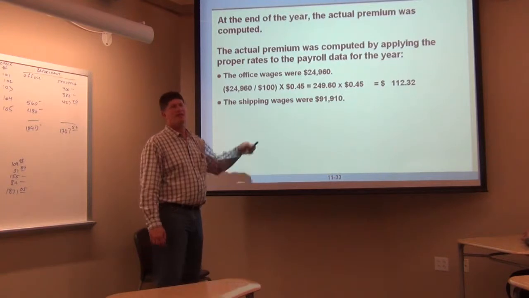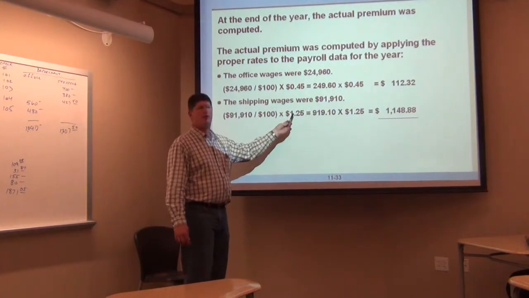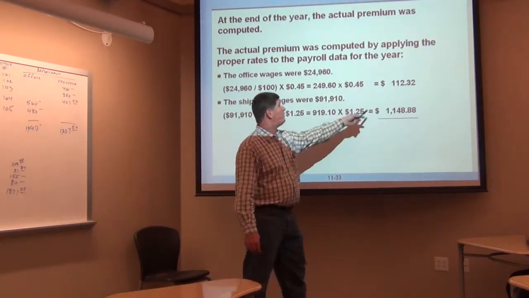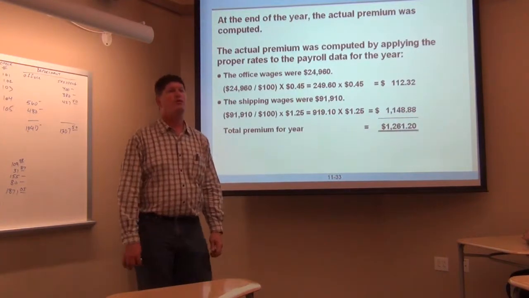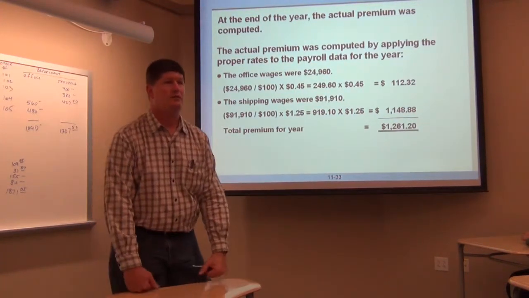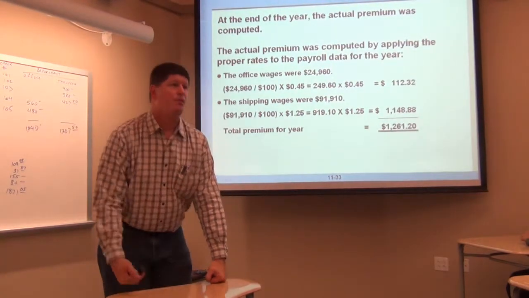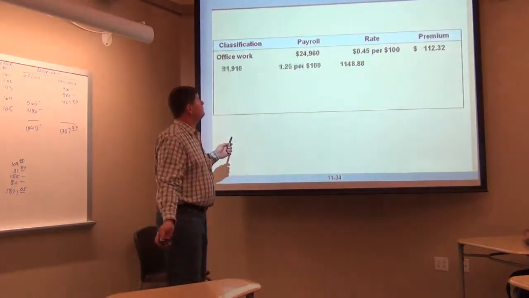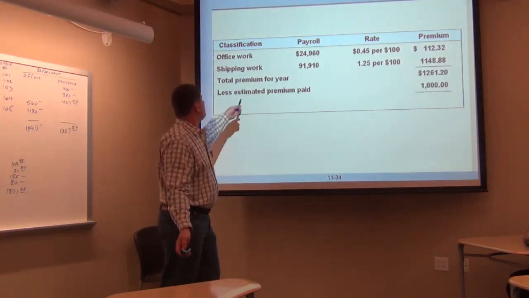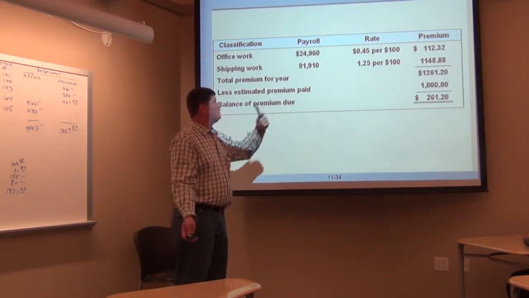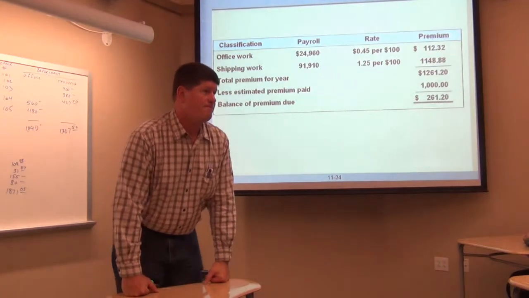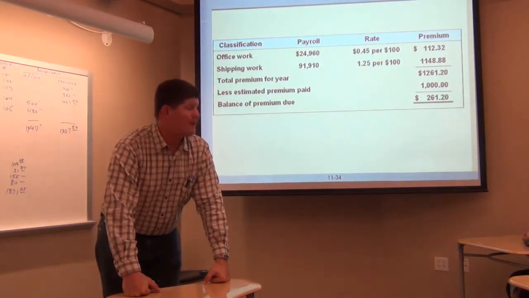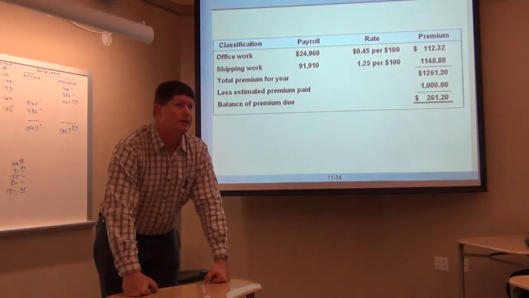Shipping wages are $91,910. Remember, they were at a higher rate of $1.25. So their total premium is $1,148.88. Add the two together, my total premium for the year, $1,261. Good? Yep. Remember we made the deposit? Remember they had us make the deposit at the beginning of the year? So at the end of the year, they come back and they say, hey, you owe me another $261. Okay? If they had estimated your deposit at $1,500, they'd owe you a refund. So it could go either way.